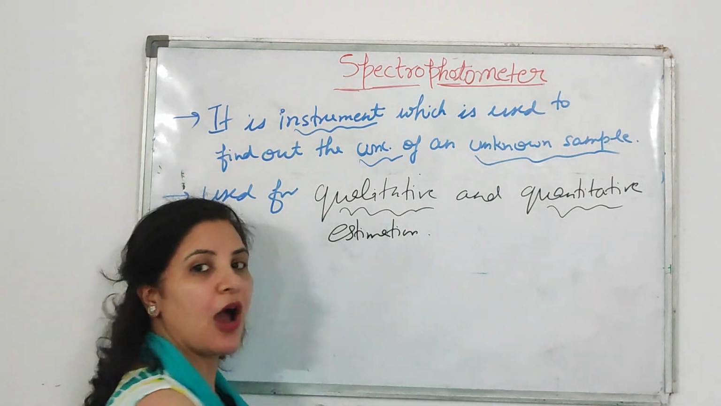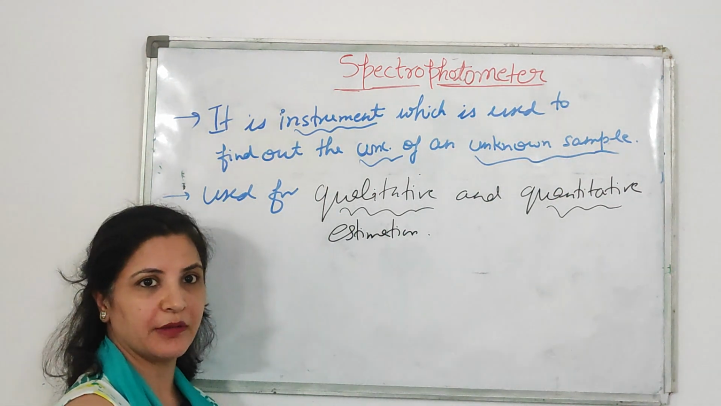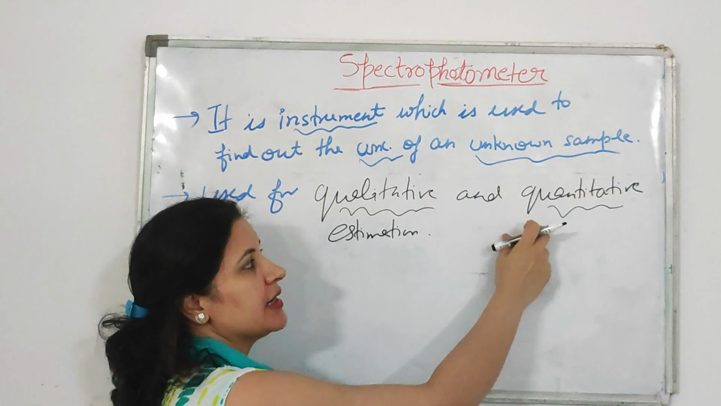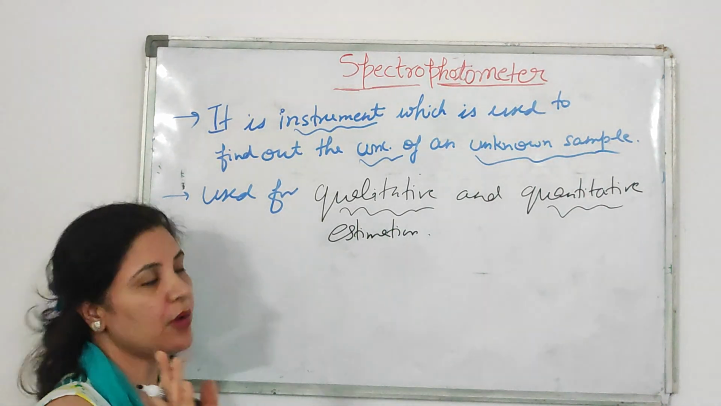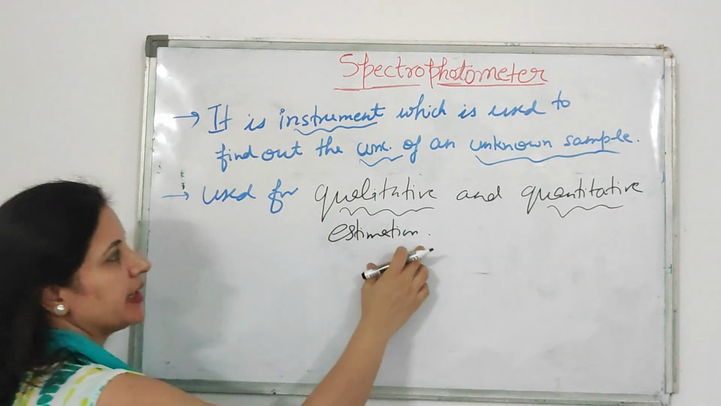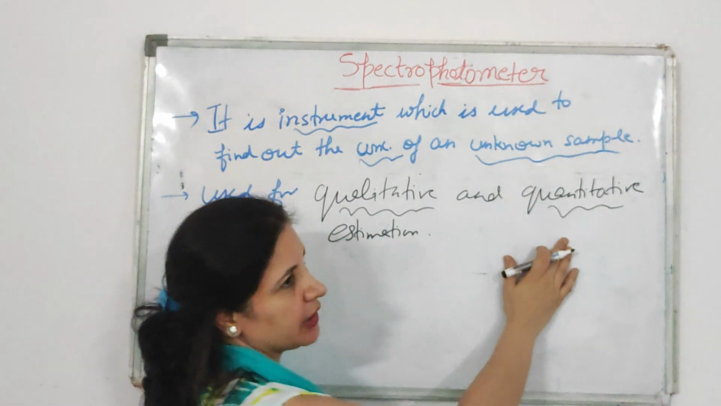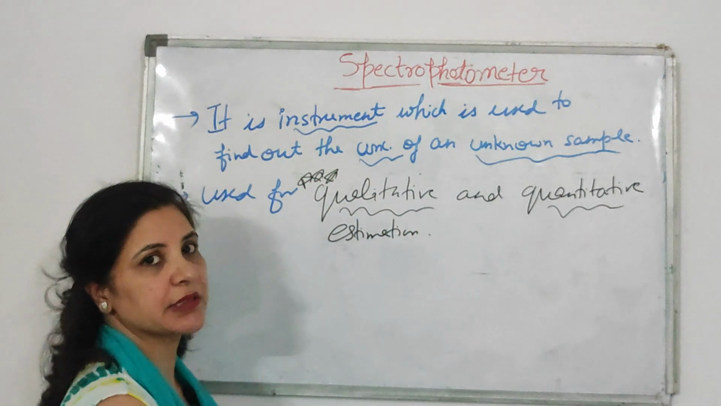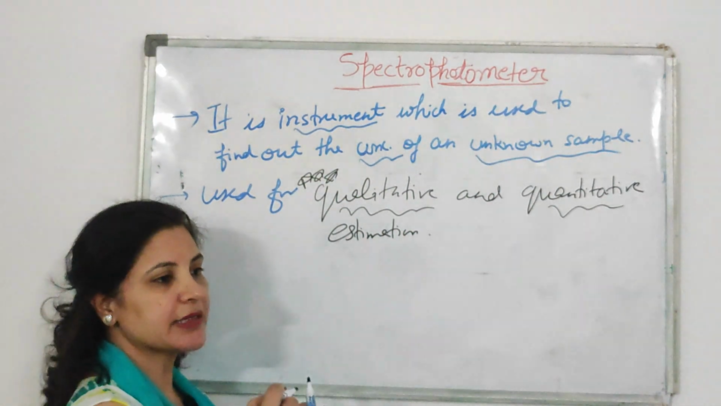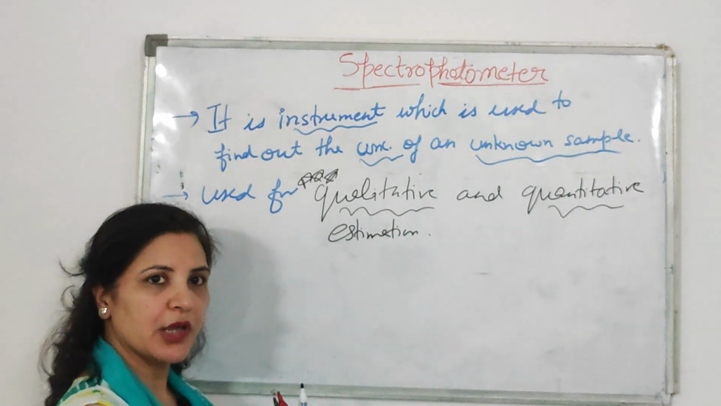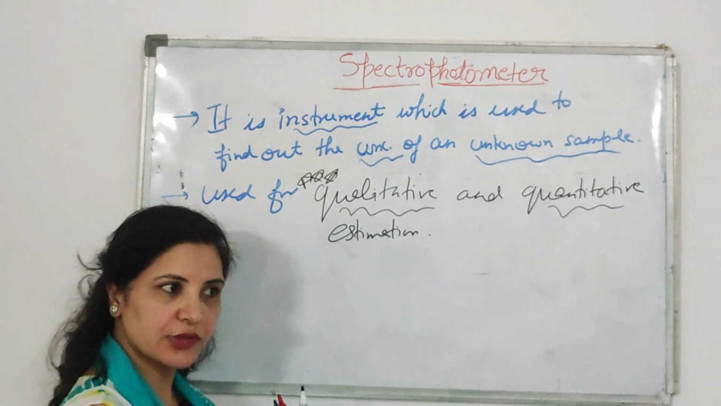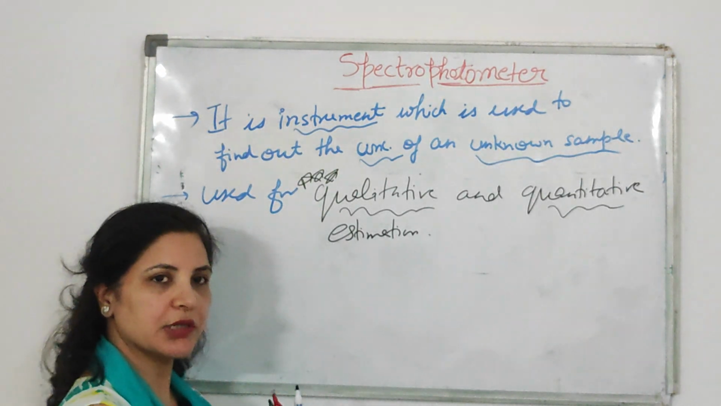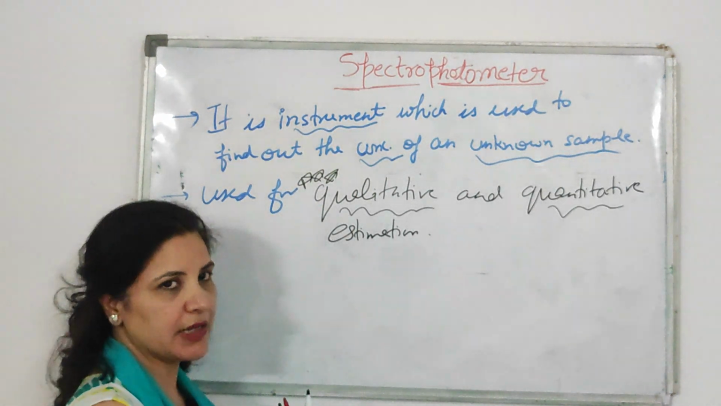Quantitative means how much of that thing is present, that is, the amount of that substance in that unknown solution. So it is used for both qualitative as well as quantitative purposes. This can be an MCQ: spectrophotometer is used for qualitative estimation, quantitative estimation, both, or none of these. You will mark both, because it is used for both qualitative as well as quantitative.